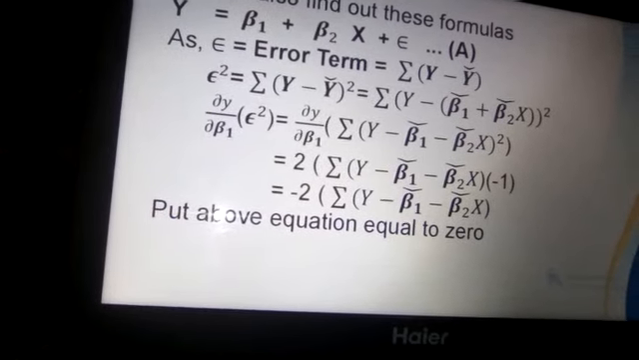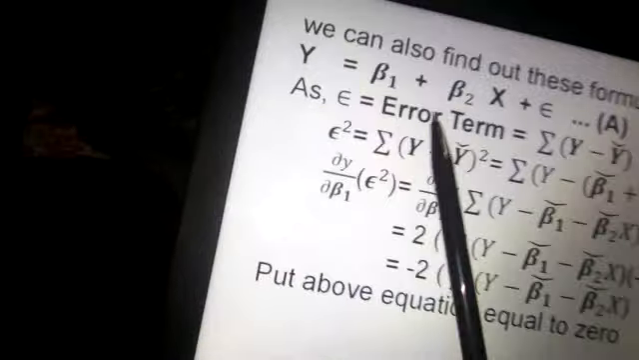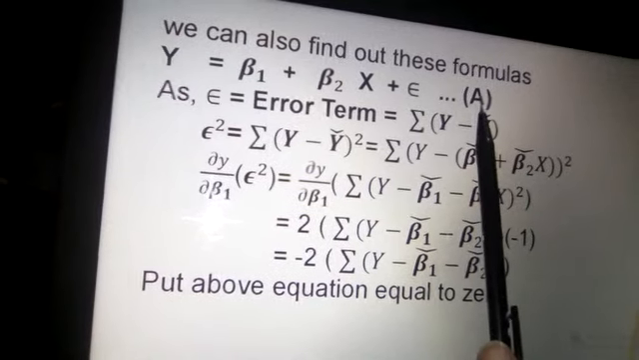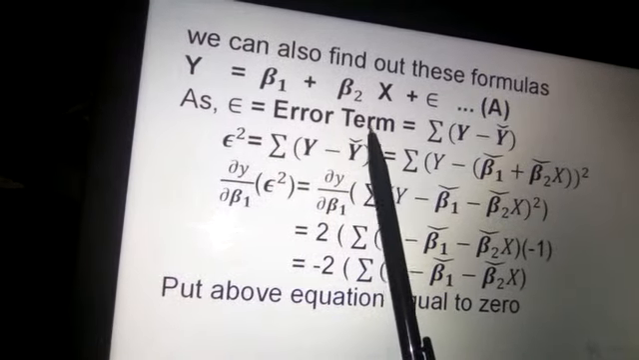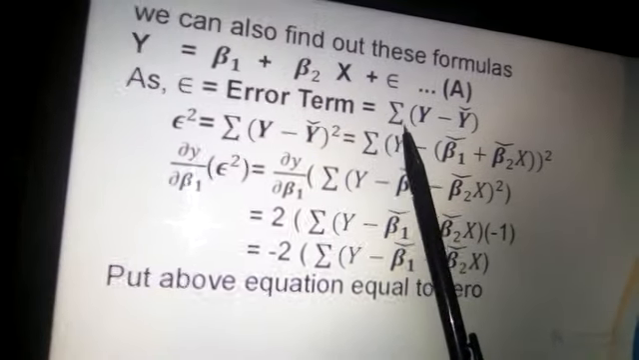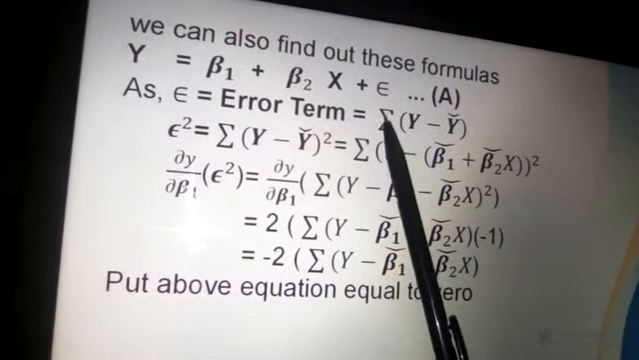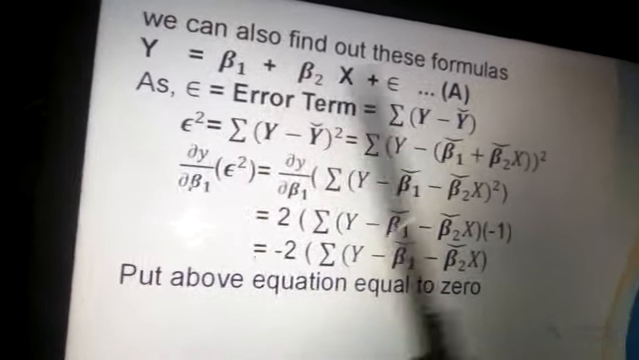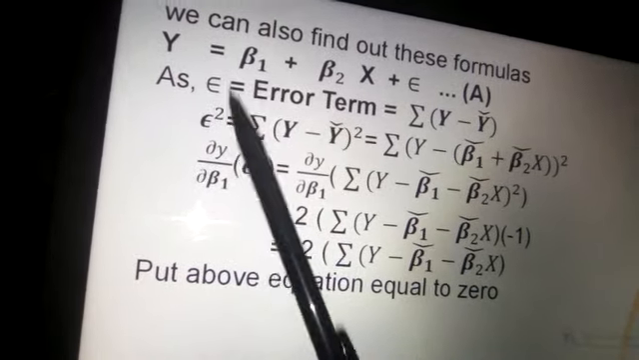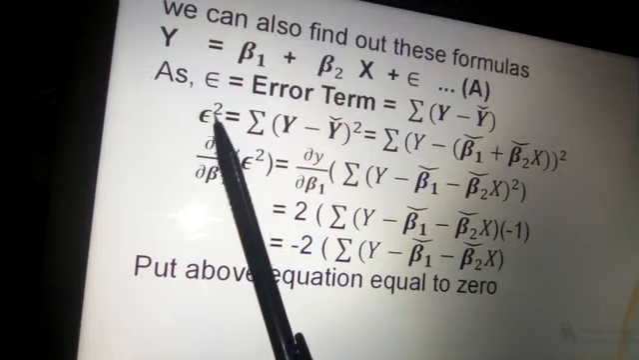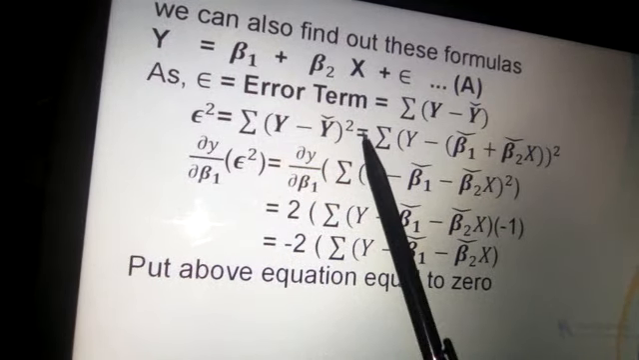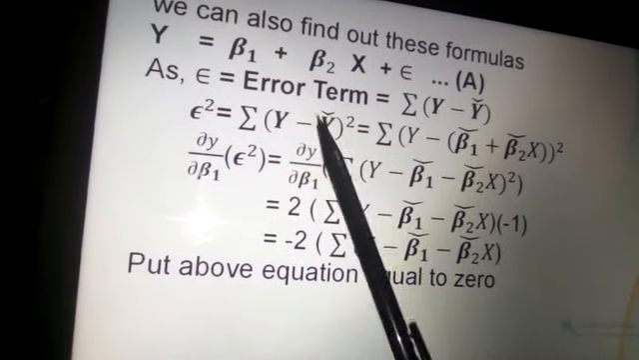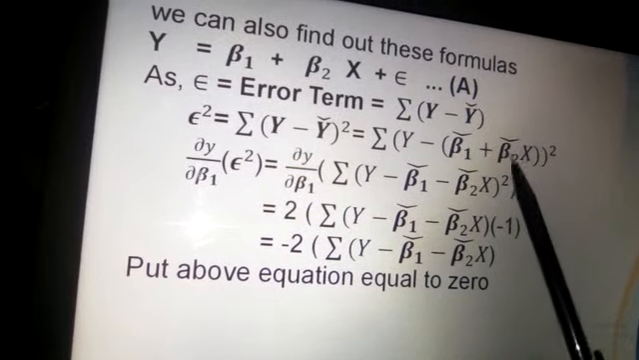We can also deduce the formulas. For example, Y equals beta 1 plus beta 2 X plus epsilon; we call this equation A. Epsilon is the error term, and we can find it as y minus y hat. We deduce the values of beta 1 and beta 2 using the error term. Epsilon square would be summation y minus y hat whole square, where we put y hat as beta 1 hat plus beta 2 hat X.